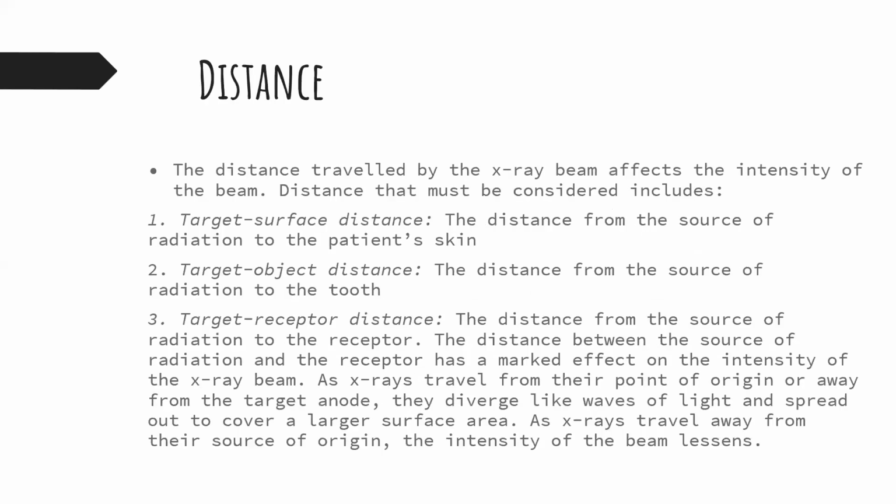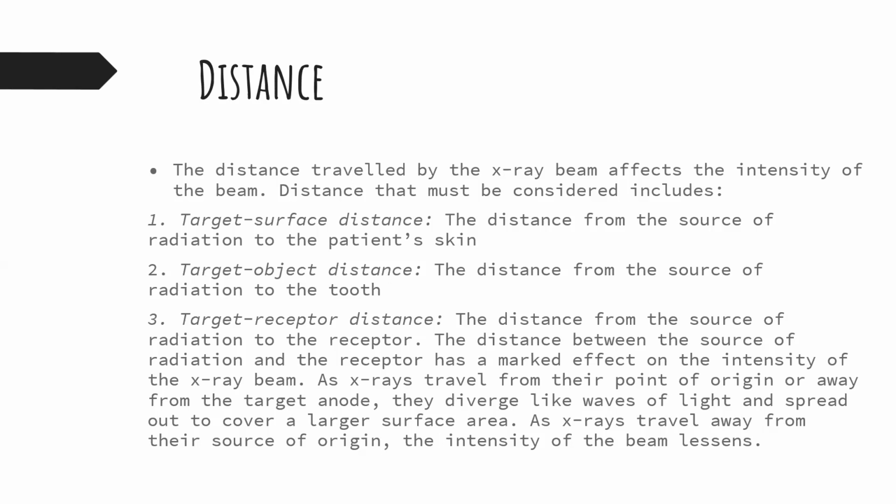Now, distance. The distance traveled by the X-ray beam affects the intensity of the beam. The distances that must be considered include the target surface distance, which is basically the distance from the source of the X radiation to the patient's skin or tissues. The target object distance, which is the distance from the source of the radiation to the tooth. And the target receptor distance, which is the distance from the source of the radiation to the receptor.